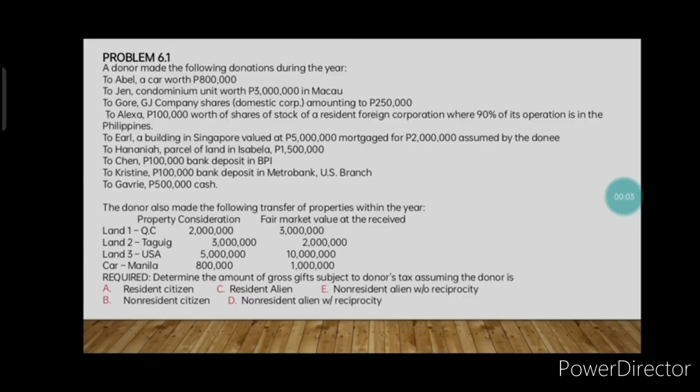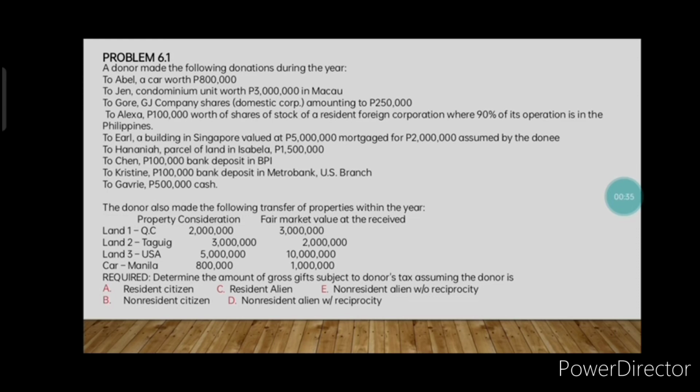Okay, we have here sample problem 6.1. We are required to determine the amount of gross gifts subject to donor's tax, assuming the donor is a resident citizen, a non-resident citizen, a resident alien, a non-resident alien with reciprocity, and a non-resident alien without reciprocity. So remember, we have three classifications of donors. We have the resident or citizen donors, the non-resident alien with reciprocity, and the non-resident alien without reciprocity.